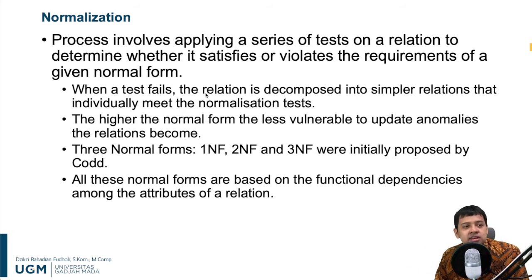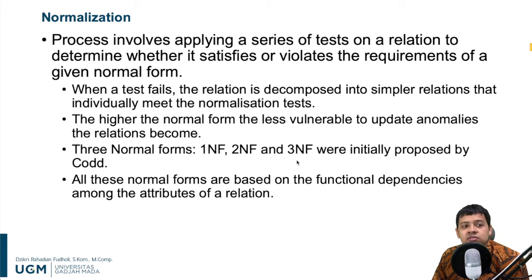When a test fails, the relation is decomposed. So we split it into simpler relations that individually meet the normalization test. The higher the normal form, the less vulnerable the relations become to update anomalies.